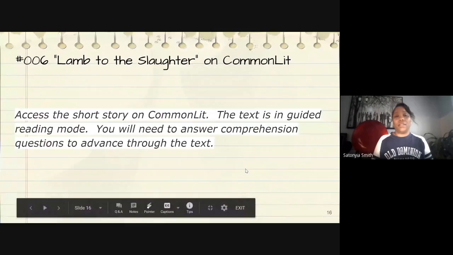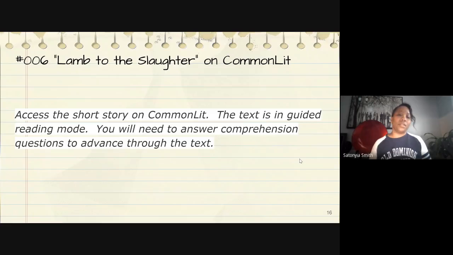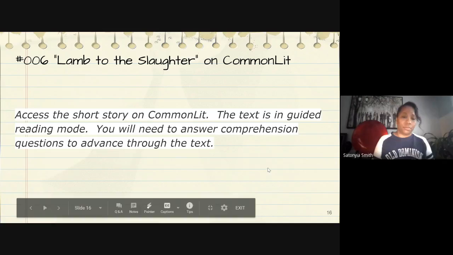Okay, so the next thing that we need to do is we are going to read the text and make some inferences along the way as we read the story. So I need you to go ahead and access Lamb to the Slaughter on CommonLit. And within assignment number 6, there is a link that you can click on and it will take you right to the assignment. The text is in guided reading mode. So this guarantees that you will be reading the text and making those inferences to show that you understand what's going on. And that's the only way, answering those questions, that you'll be able to advance through the text. So go ahead and access that now.